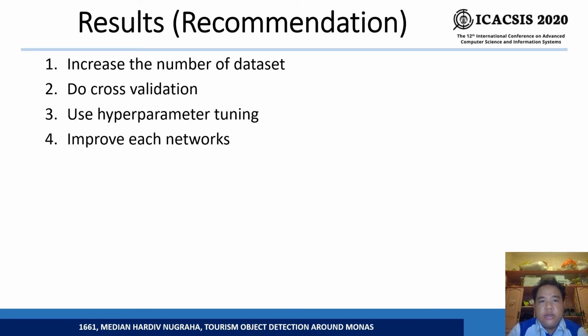And then thirdly is to use hyperparameter tuning, and we can see which configuration performs best and apply it to the model training. By searching for the ideal hyperparameter configuration, we will know what kind of configuration performs best with a certain network. And lastly, the fourth one is to improve each network. By improving each network, we can see the performance enhancement and decide which network is better.